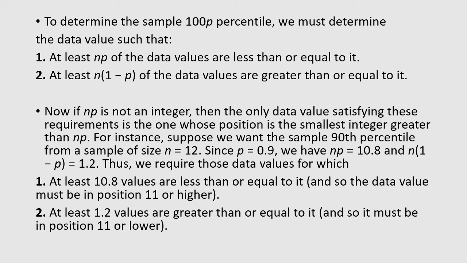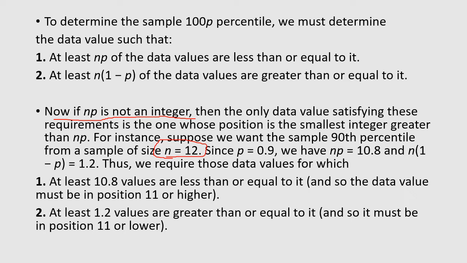We have some kind of rules here, so let me use this. If np is not an integer, so it's not a rounded value, then the only data value satisfying these requirements is the one whose position is the smallest integer greater than np. So for instance, we want to sample 90th percentile. Again, 90th percentile is quite a high score from a sample size of n equals 12. So we got n equals 12.